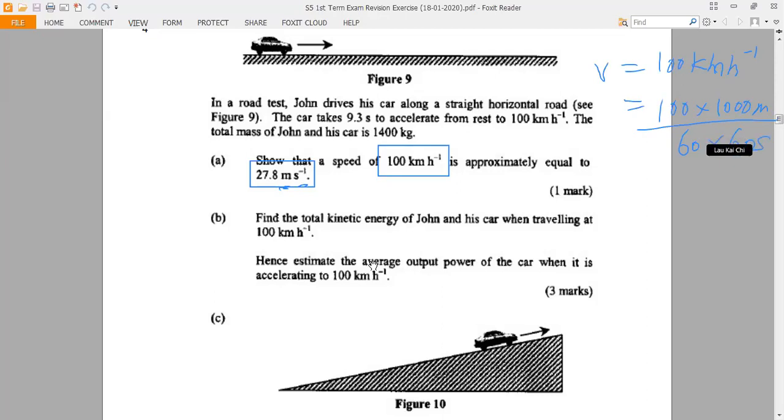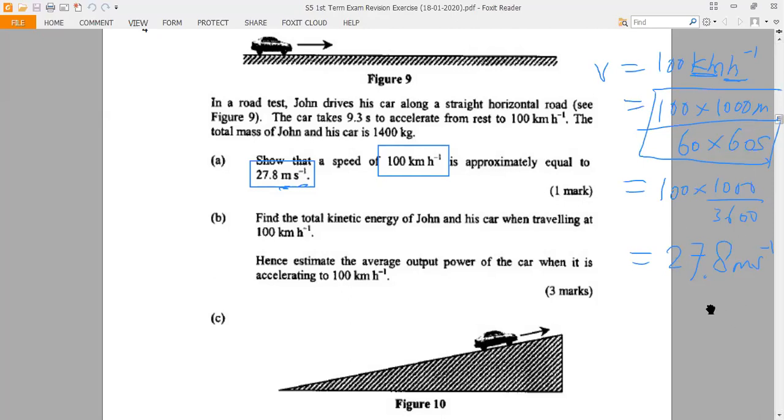Okay, I convert the kilometer per hour into meter per second by using this method, which is equal to 100 times 1,000 divided by 3600. And then by the calculator, you get the same answer. Every time you change the kilometer per hour into meter per second, you just divide by 3.6. It's a skill, divide by 3.6. The reason you divide by 3.6 is from this rectangle.